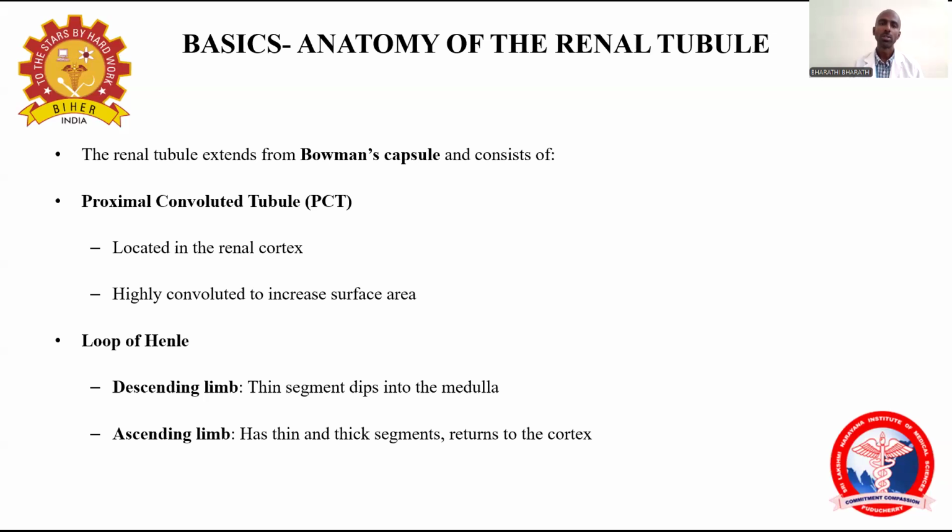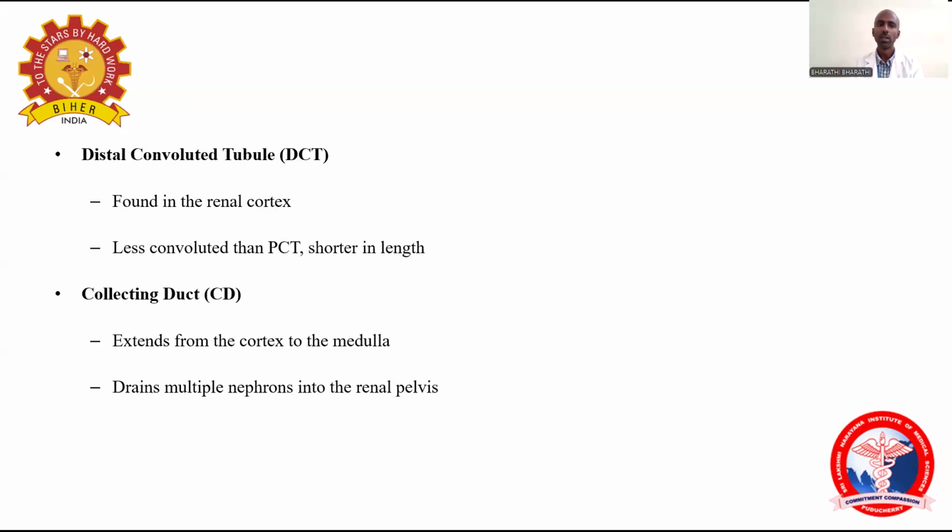The renal tubules, you all know, extend from the Bowman's capsule and consist of first the proximal convoluted tubule, second the loop of Henle, third the distal convoluted tubule, and finally end in the collecting duct. These collecting ducts will open up into the renal pelvis.